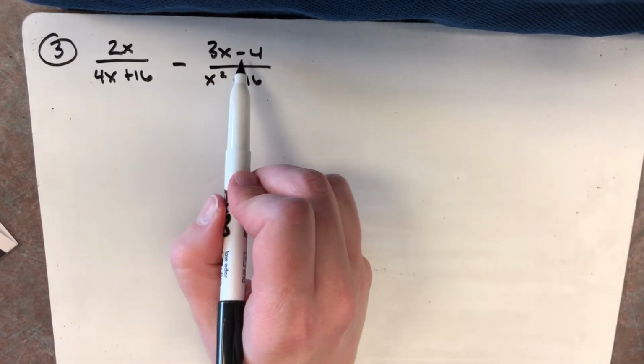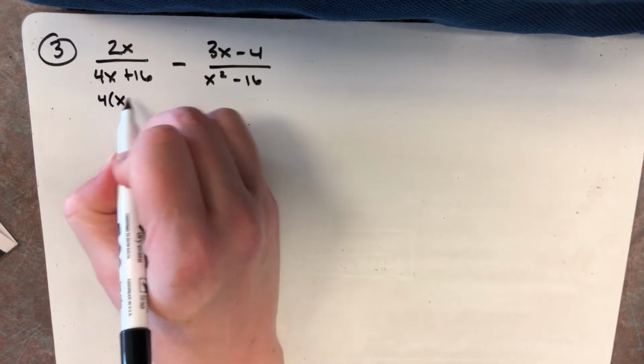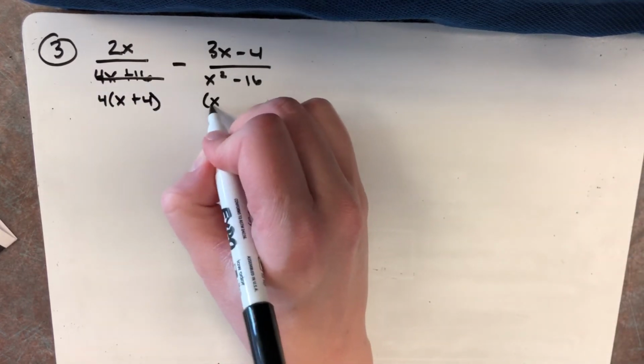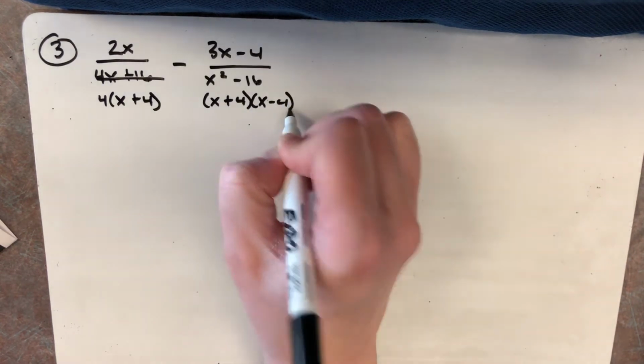I can't factor my numerators. I can factor this denominator. If I take out a 4, I'm left with x plus 4. Here, again, a difference of squares. So I get x plus 4 times x minus 4.